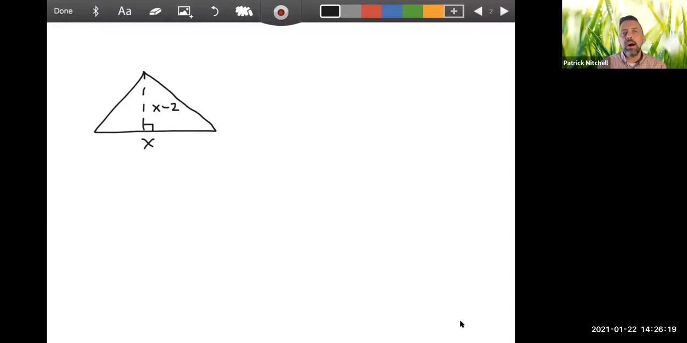So think, you know, back into your memory. How do you find the area of a triangle? Do you know that formula? It's area equals 1/2 base times height. Okay.